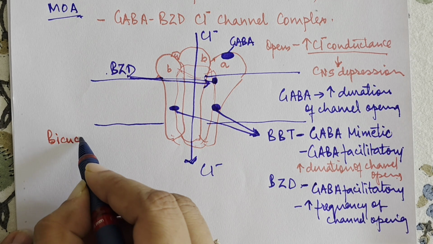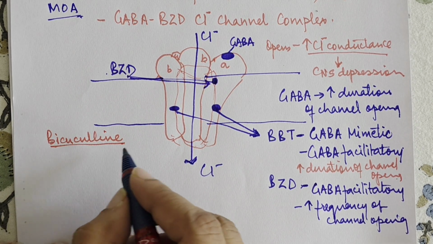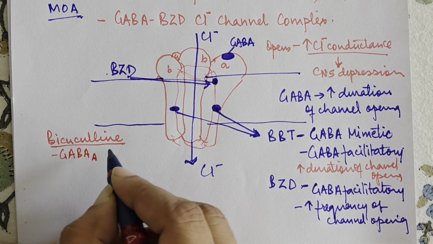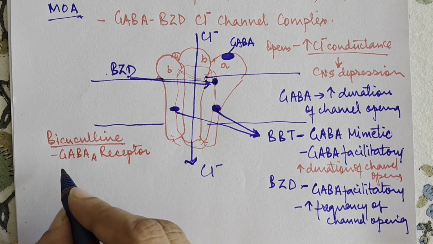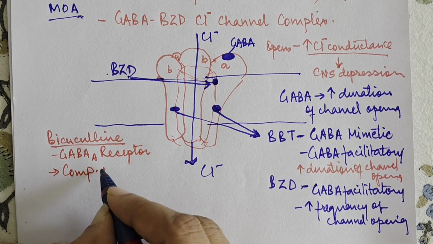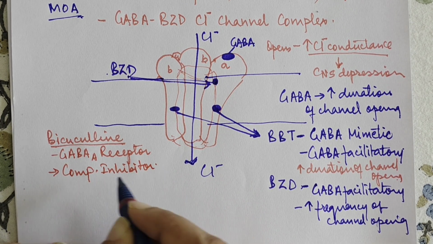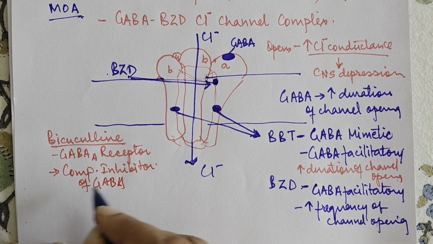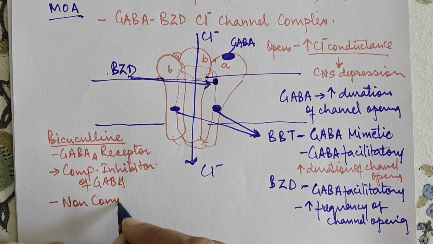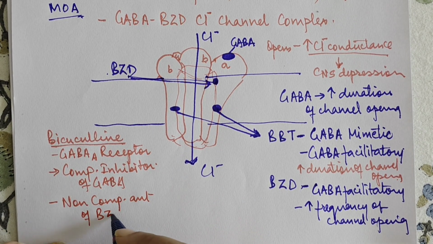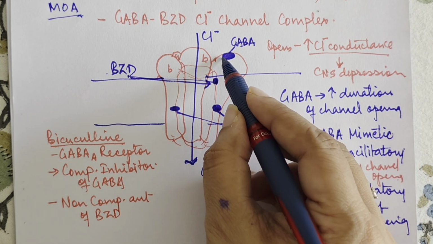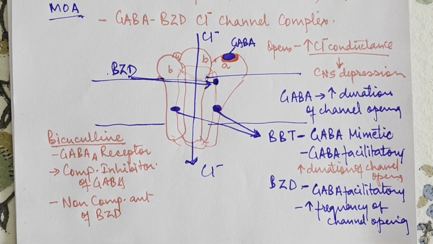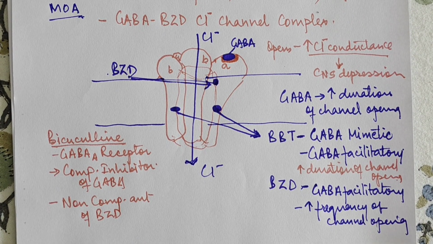Now there is a drug called bicuculline. This bicuculline binds to the GABA A receptor. It acts as a competitive antagonist of GABA, and a non-competitive antagonist of benzodiazepine. Bicuculline attaches here, at the same site. So this is a competitive antagonist of GABA and inhibits the action of GABA.